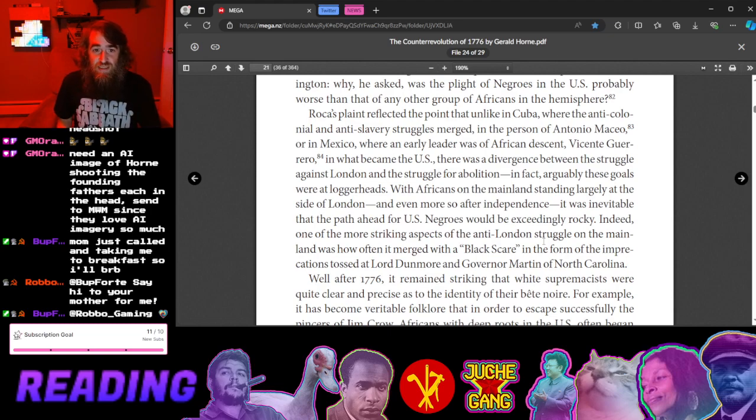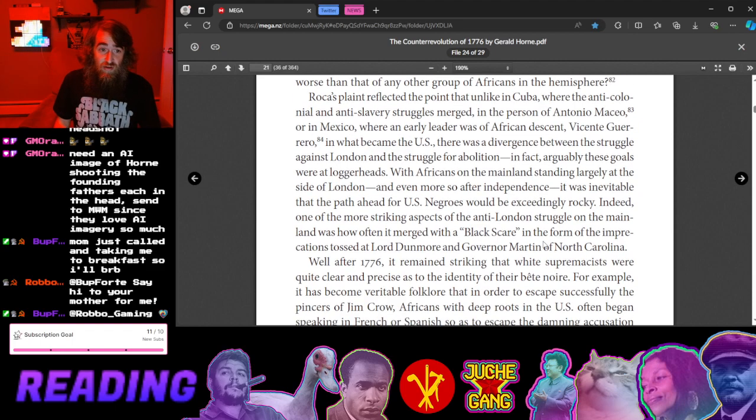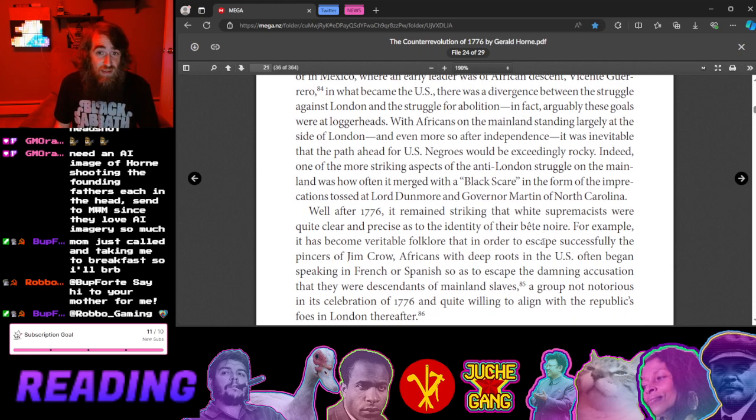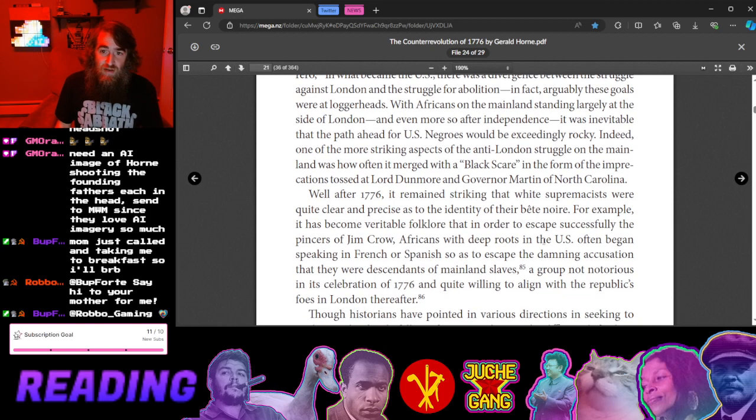Roca's plaint reflected the point that, unlike in Cuba, where the anti-colonial, anti-slavery struggles merged in the person of Antonio Maceo, or in Mexico, where an early leader was of African descent, Vicente Guerrero, in what became the U.S., there was a divergence between the struggle against London and the struggle for abolition. In fact, arguably, these goals were at loggerheads, with Africans on the mainland standing largely at the side of London, and even more so after independence. It was inevitable that the path ahead for U.S. Negroes would be exceedingly rocky.